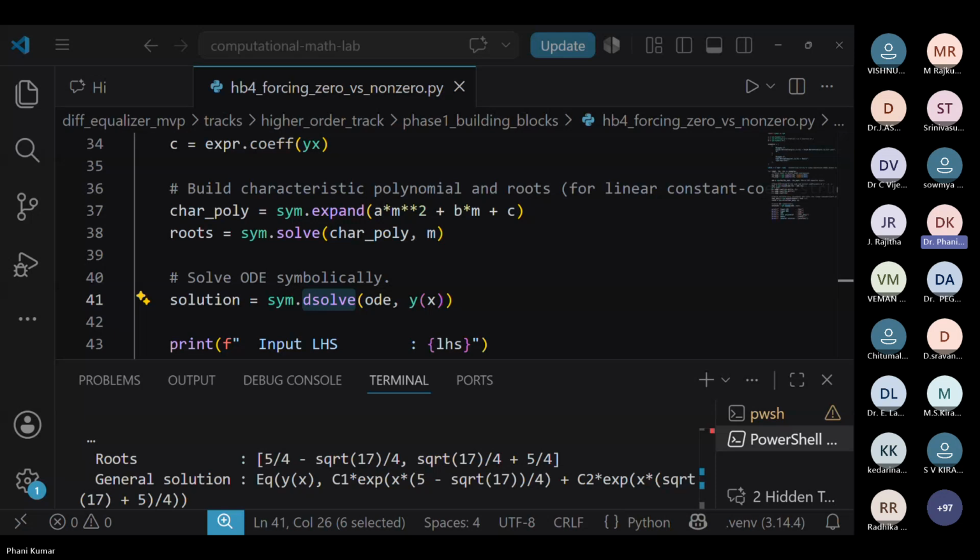Just a minute, I am going to use the complementary solution. We are going to see separately how to find the particular integral for a given differential equation. Just a minute, wait for 1 minute.